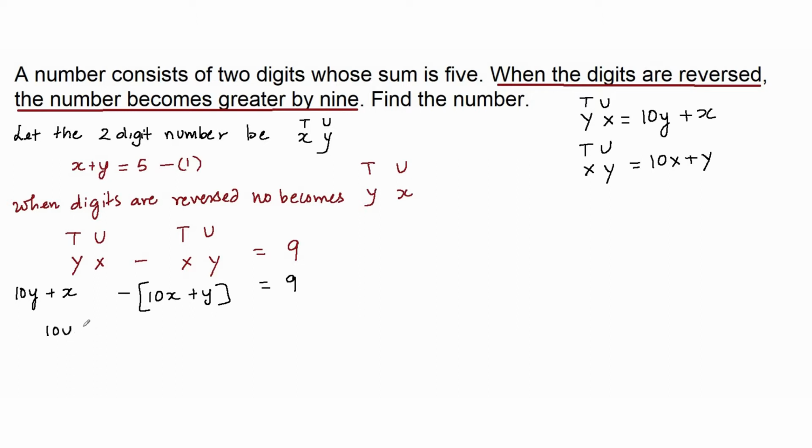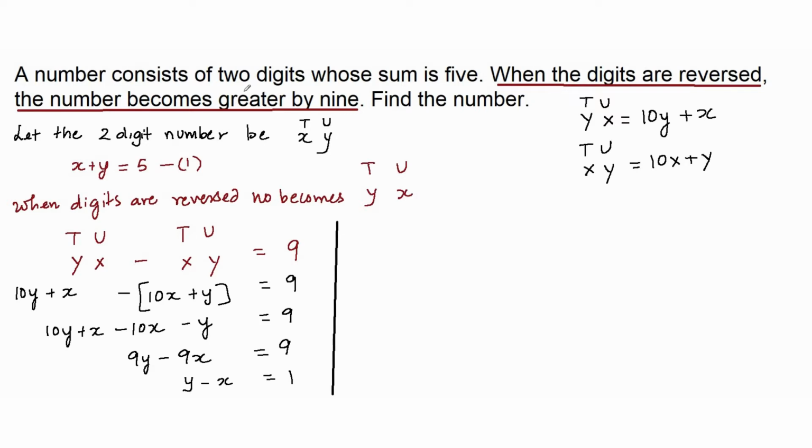So when I open the brackets, I get 10y plus x minus 10x minus y is equal to 9. Now 10y minus y is 9y and x minus 10x is minus 9x, equals 9. Dividing throughout by 9, I get y minus x is equal to 1. So there are two equations that I've got now. The first equation is x plus y is equal to 5. And the second equation is minus x plus y is equal to 1, where the coefficient of x is minus 1. These are the two equations that I should be solving now.